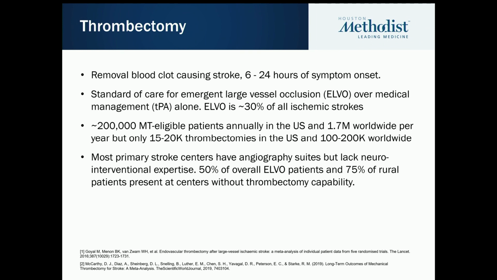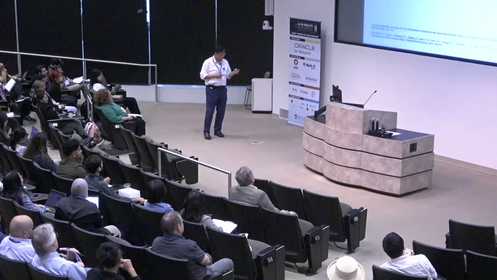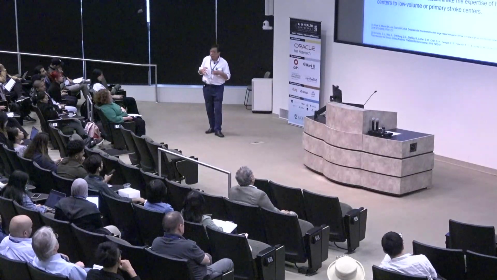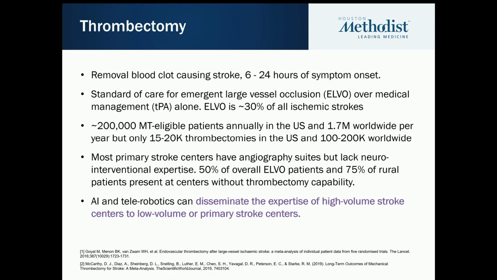The issue is, for stroke, a blood clot, you need to treat within 6 to 24 hours. Otherwise, you're in trouble. Standard care uses TPA, EVO, in 30% of cases. But the problem is only about 10 to 15% of people really benefit from this procedure. Why? Because there are not enough specialists able to do this procedure. As I mentioned before, there are not enough specialists, and it's costly. So the purpose of AI is really, can you amplify the knowledge of the specialist?